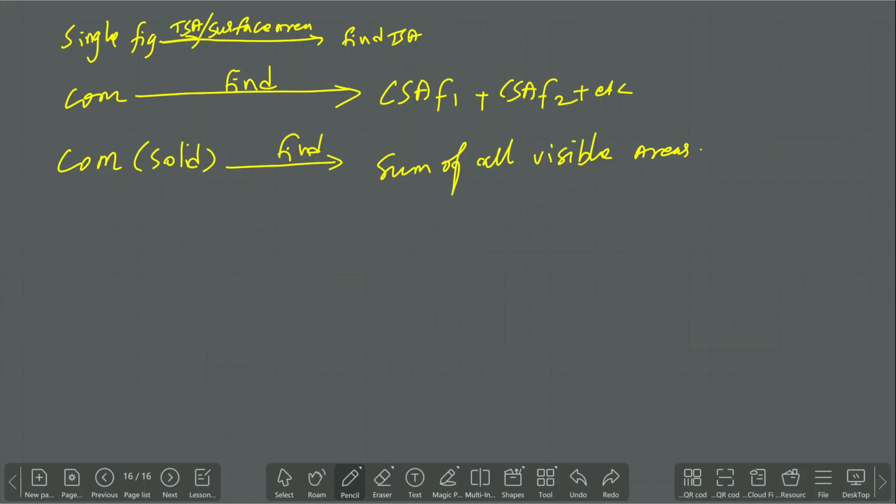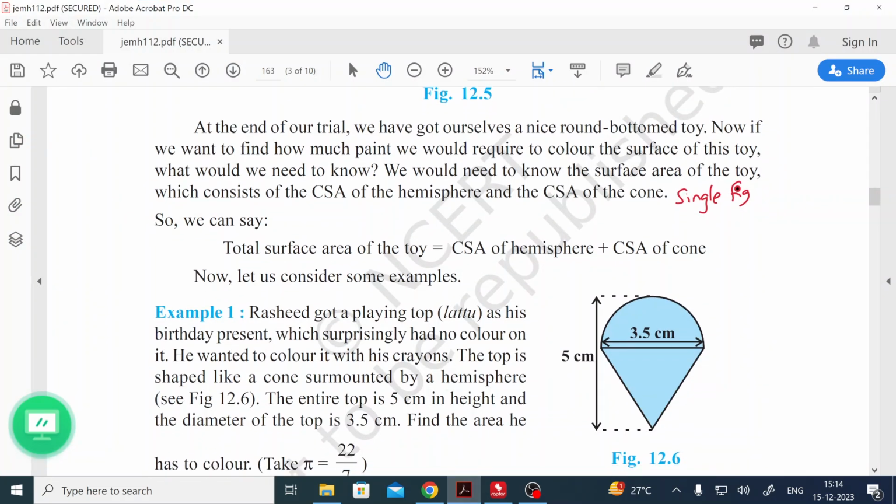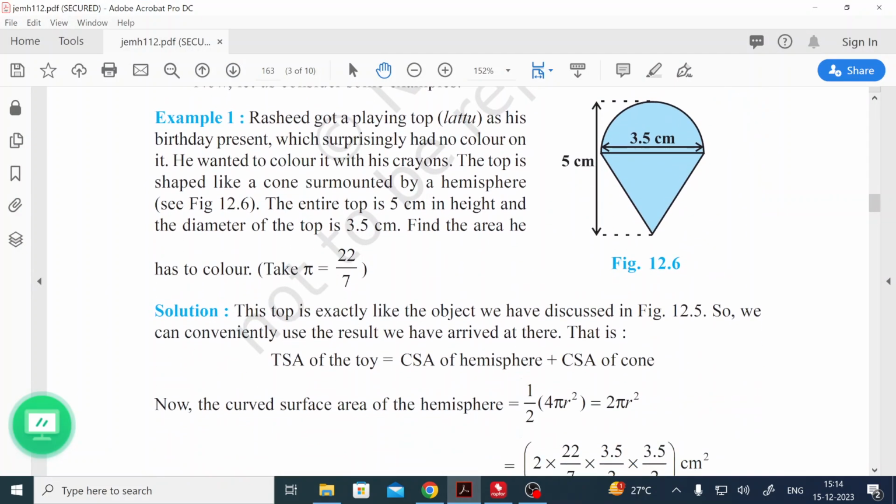If the word solid comes, all visible area. If the word solid is not coming, very simple: CSA plus CSA. That's it. You no need to worry. Can I show the examples now? See, here, very simple.